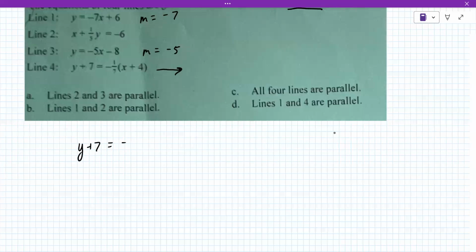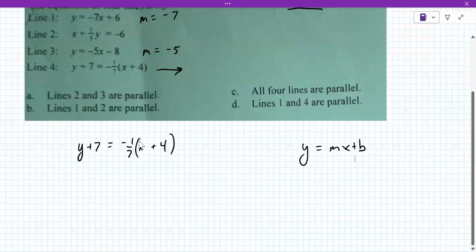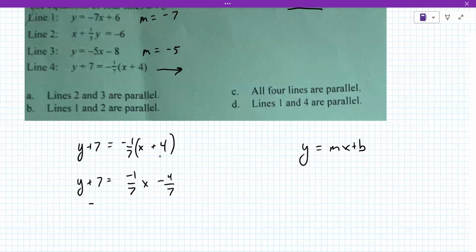y plus 7 equals -1/7 times (x plus 4). Sorry, that's in parentheses. Now, when I say solve for y, what I really mean is mx plus b. So it's a little more than solving for y. You have to distribute this -1/7. So it's -1/7x minus 4/7. And then you can move the 7 to the other side of the equation. You can subtract 7 from both sides.